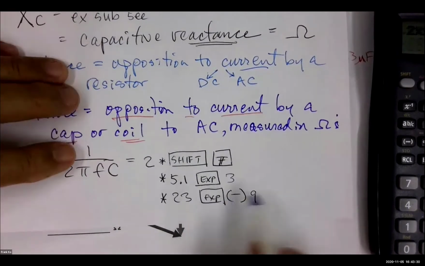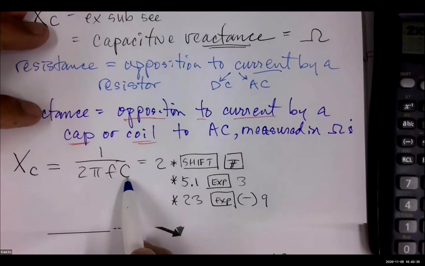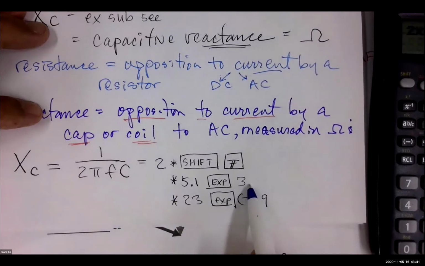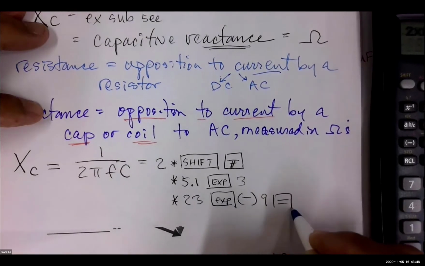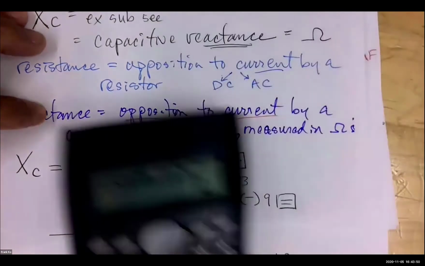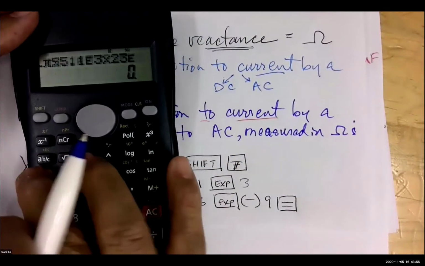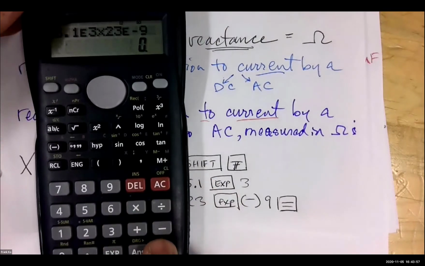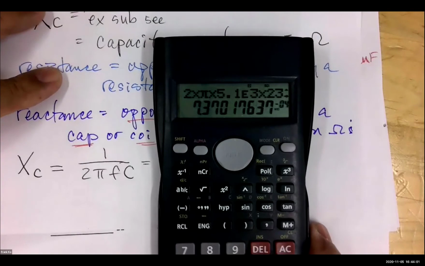So now have I keyed in everything in my denominator, 2 times pi times frequency times capacitance. So 2 times shift pi to get my pi key times 5.1 exponent 3 times 23 exponent -9. So what do I need to do here at this point? I have to hit equals. So I get this really odd looking number, 10 -4.